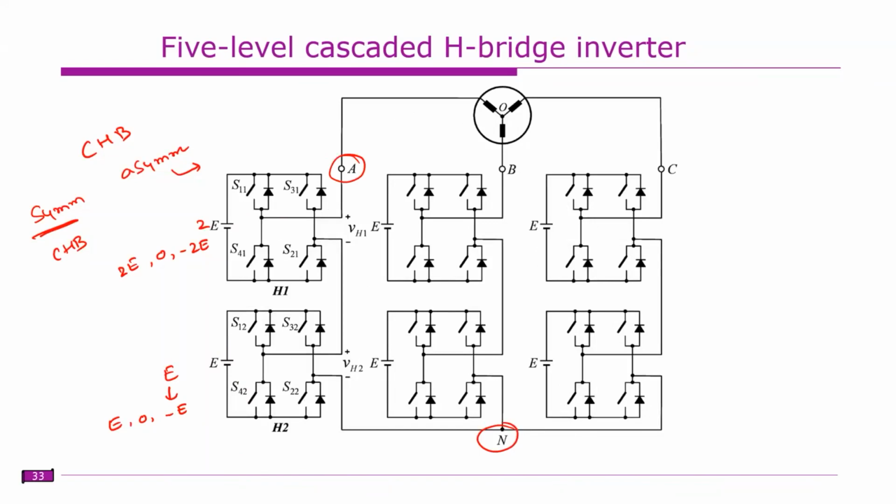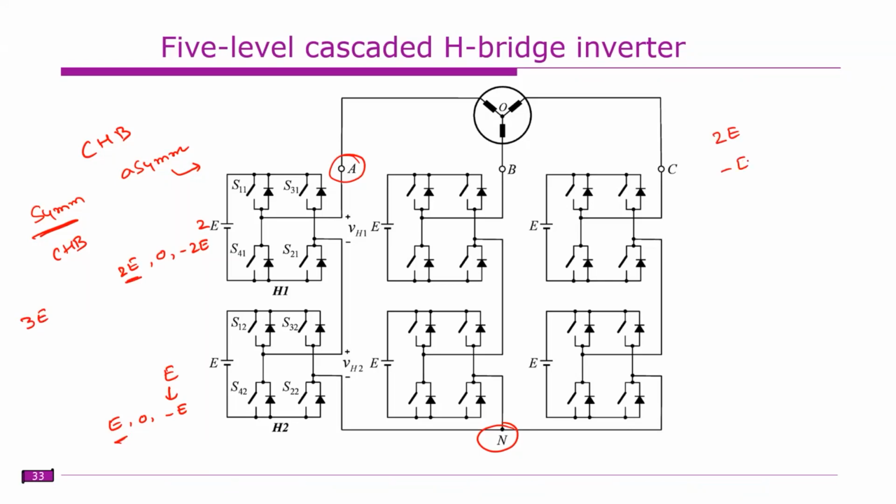What is the maximum voltage possible? 3E, right? If this is 2E and this is E, you can get a voltage of 3E. So how to get 2E voltage? Top one as 2E and bottom one as 0, or... how to get E voltage?